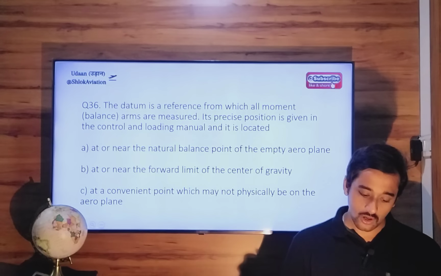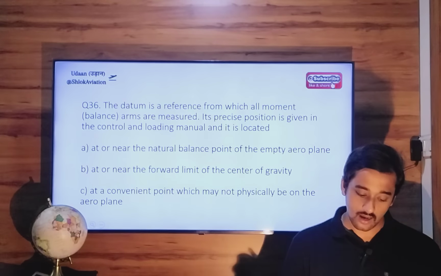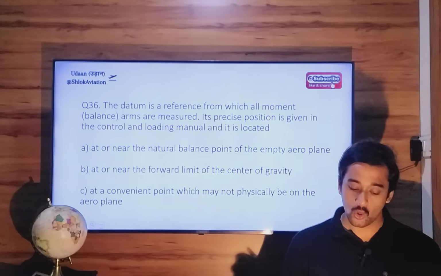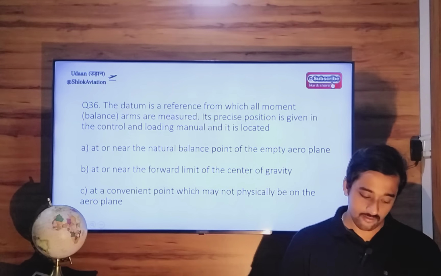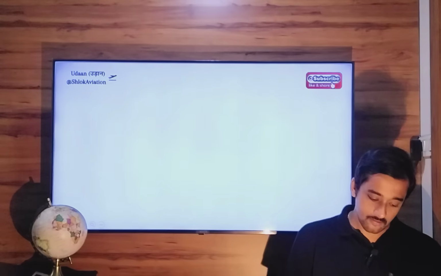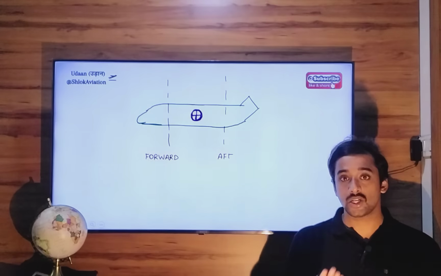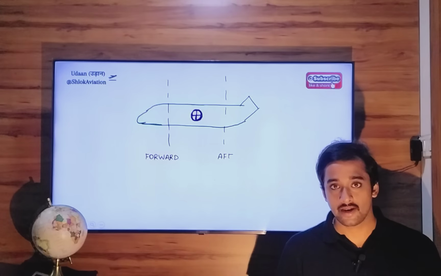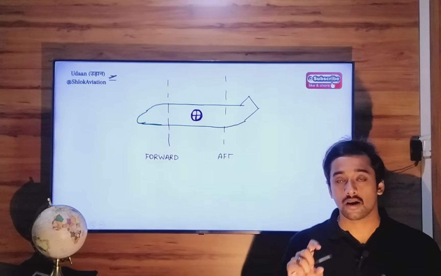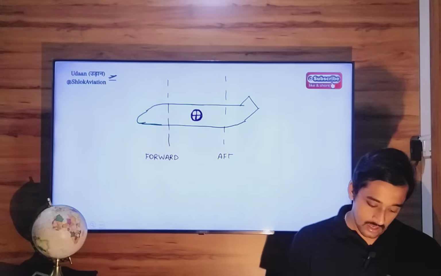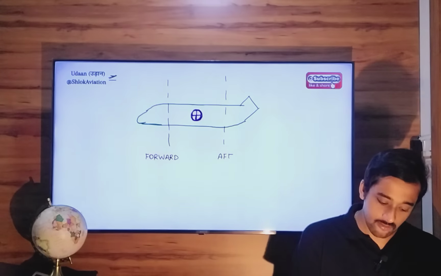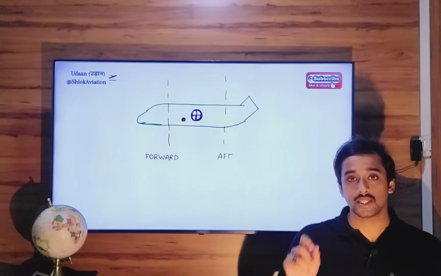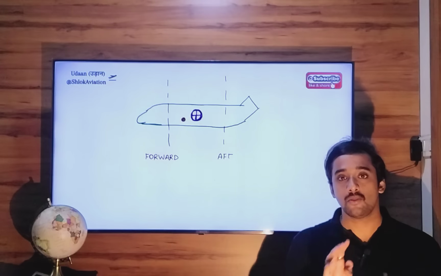The datum is a reference from which all moment arms, balance arms are measured. Its precise position is given in the control and loading manual. Whatever measurements you want to calculate for center of gravity, you need to have a balance arm or moment arm. Moment arm means let's say there is a weight added here. You will have to measure the distance of this weight from the datum of your aircraft.